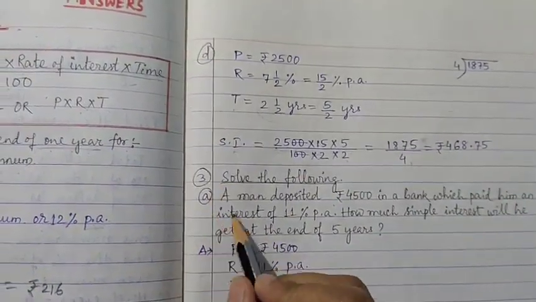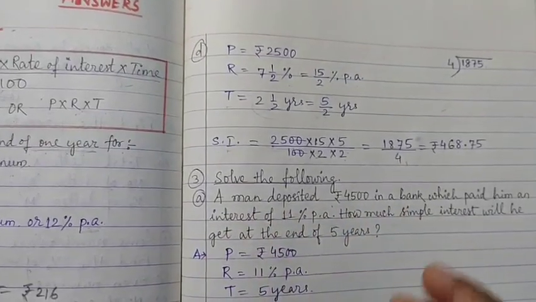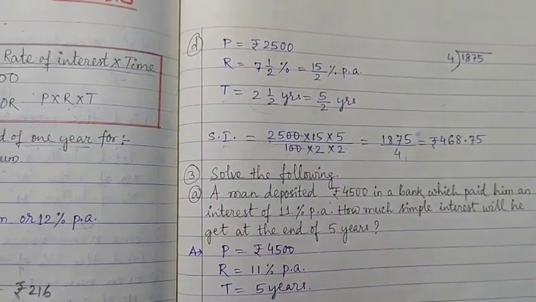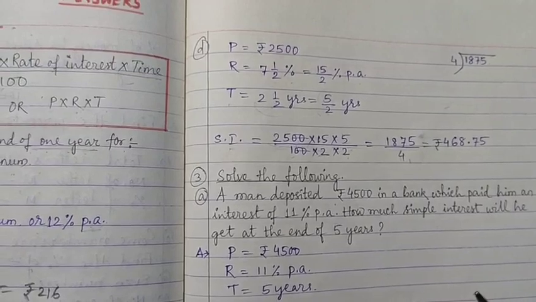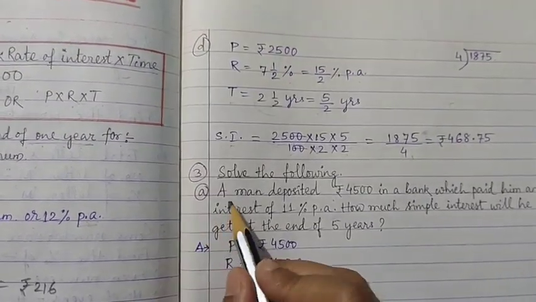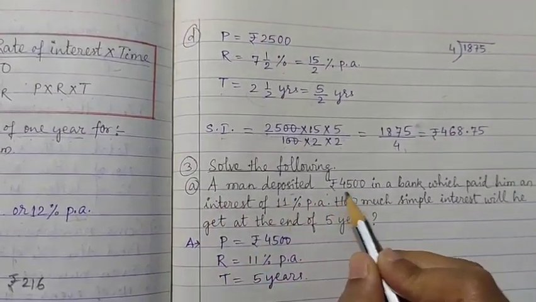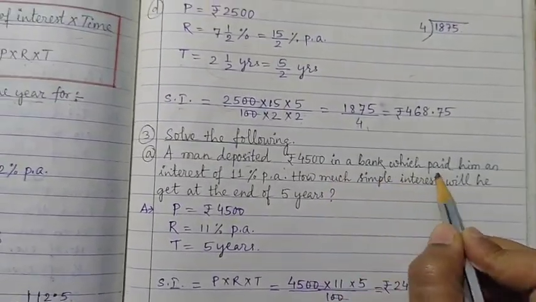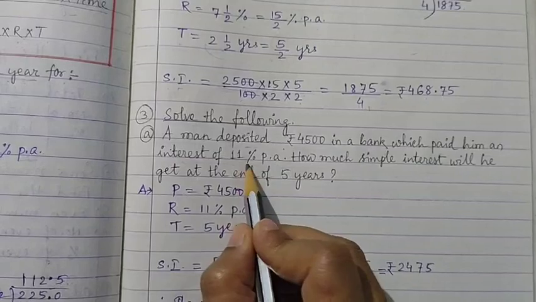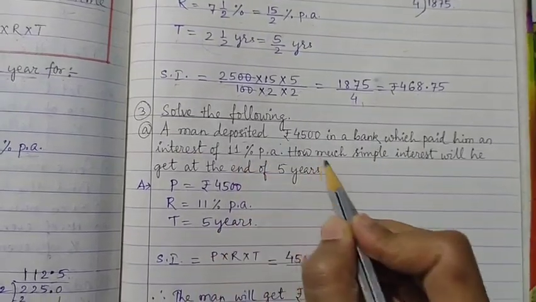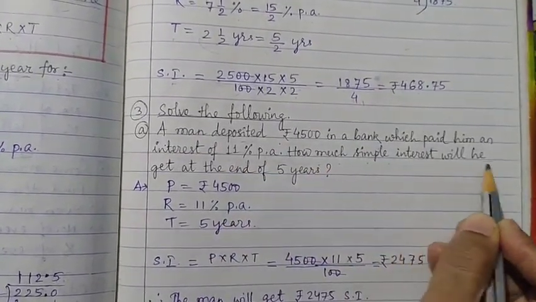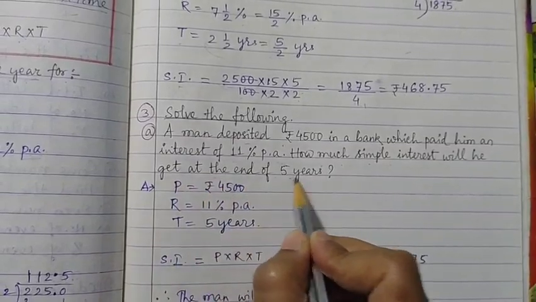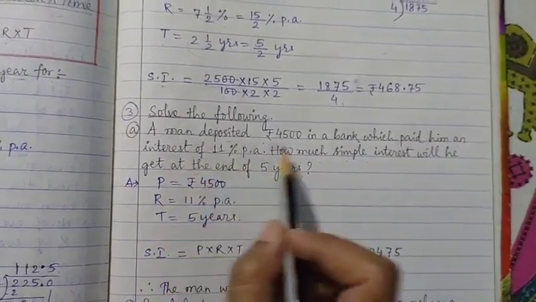Then word problems. Here you have to identify which is principal, which is rate, and which is your time. Here see, a man deposited rupees 4,500 in a bank which paid him an interest of 11% per annum. How much simple interest will he get at the end of 5 years? Okay, so understand the meaning.